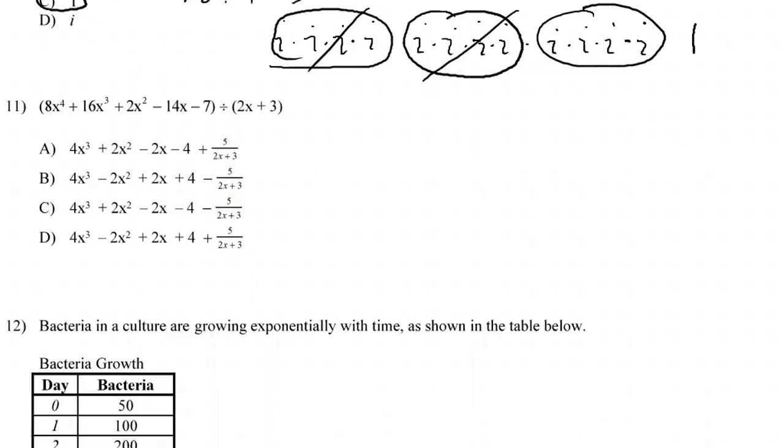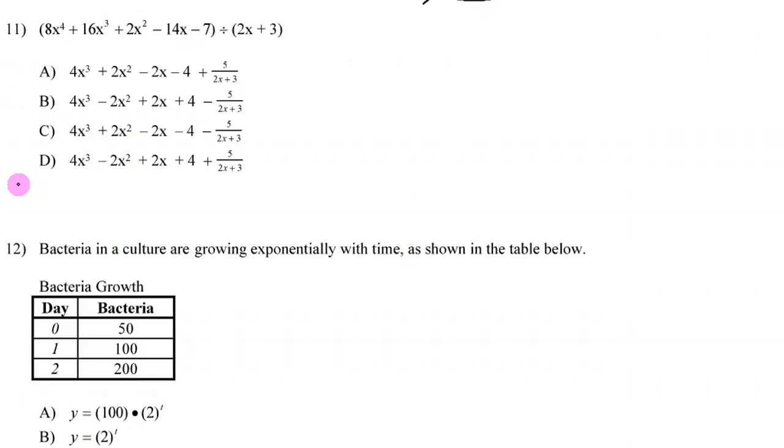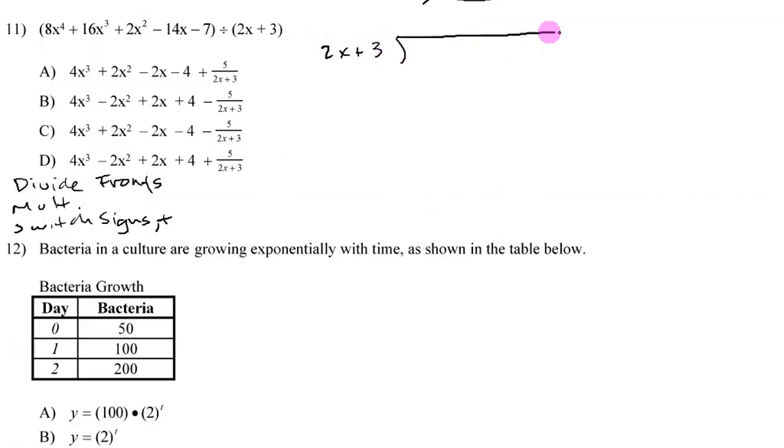Right, for number 11, if you remember, the steps are just divide the fronts, then multiply, then switch the signs and add. So let's start this off. We'll set it up as a long division problem. That's 2x plus 3 on the left side, and we have 8x to the fourth plus 16x to the third plus 2x squared minus 14x minus 7.